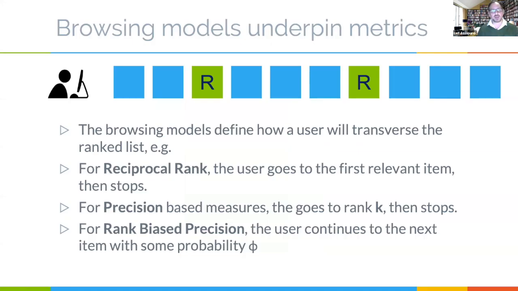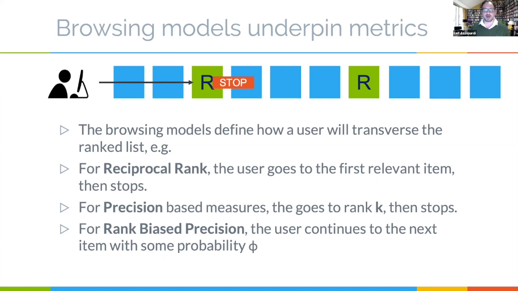And so Carterette, in one of his papers, starts talking about how a user browsing model underpins all metrics. The idea here is that we have our ranked list with our items within it, and then there are different browsing models associated with different metrics. With something like reciprocal rank, you can imagine our user Norbert just says, well, I'll just go to the first relevant item and then stop, right?